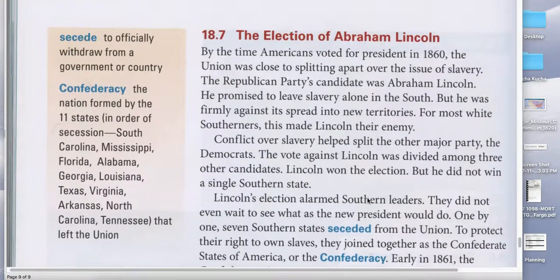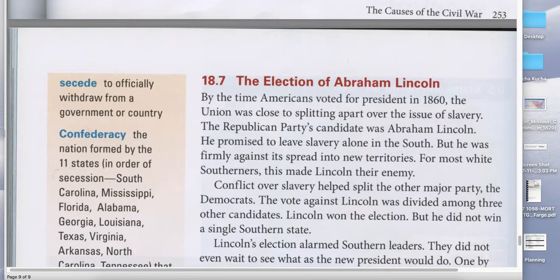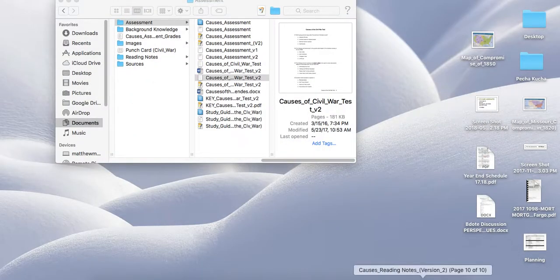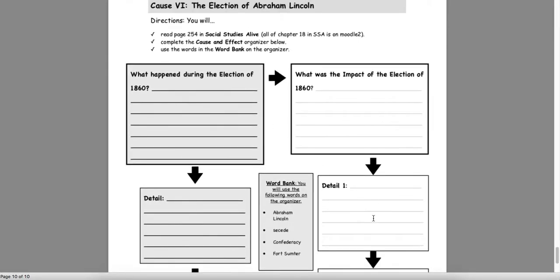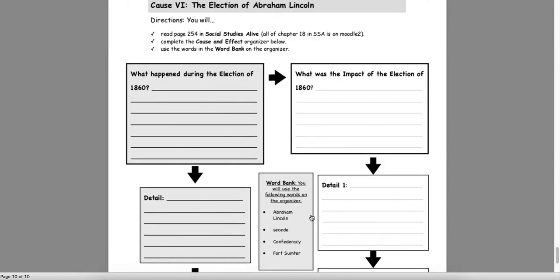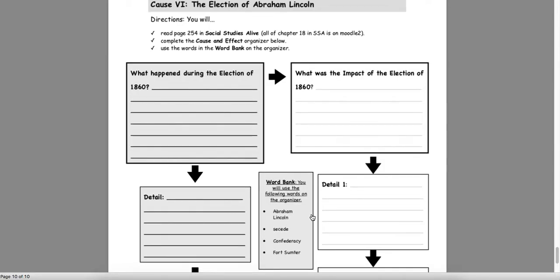So now that you've read this, and of course you've watched the video, take yourself back to the graphic organizer, and you're going to be completing this. Remember to use all the words in the word bank. As soon as you're done with this, you have completed your history assignment for the day.